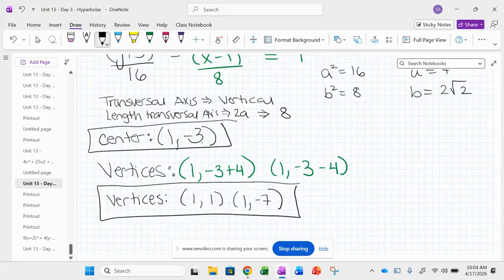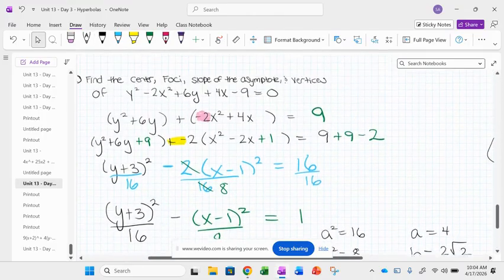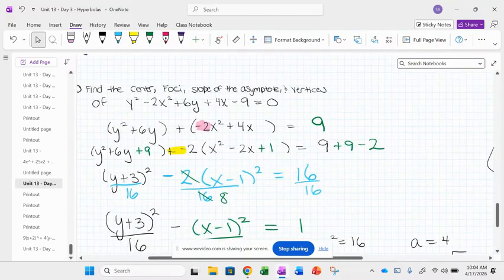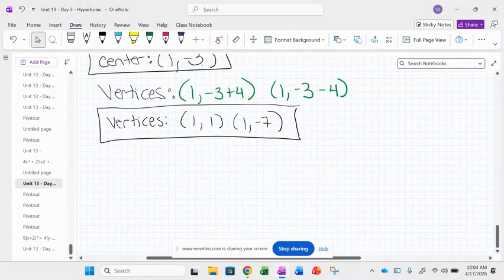So even though I didn't ask for the transversal axis length, was it important for us to know that? Yeah, that was the way we found the vertices, is using that transversal axis length. All right, let's keep going. So I found the center. I found the vertices. Let's talk about the slope of the asymptotes now.